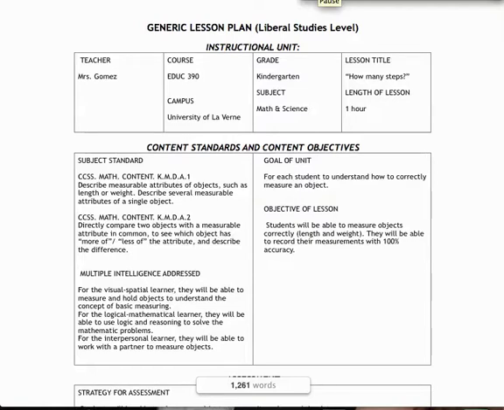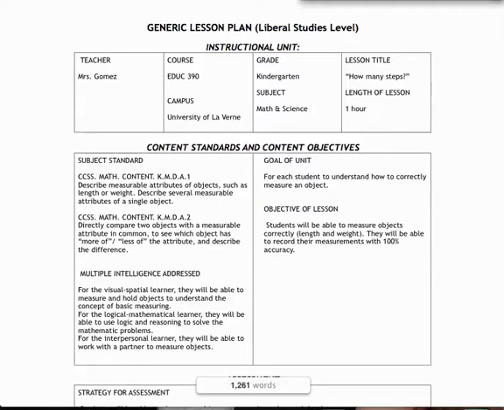I address multiple intelligences in this lesson. I address the visual spatial learner, who will be able to measure and hold objects to understand the concept of basic measuring. The logical mathematical learner will be able to use logic and reasoning to solve the mathematical problems. And for the interpersonal learner, they will be able to work with a partner to measure objects.